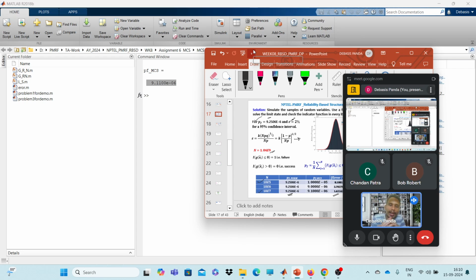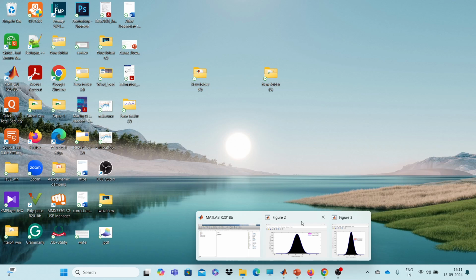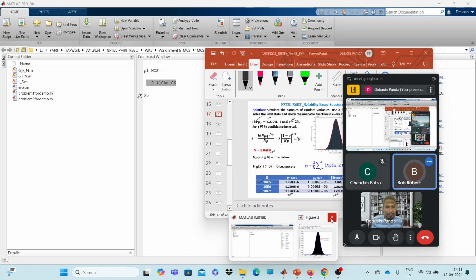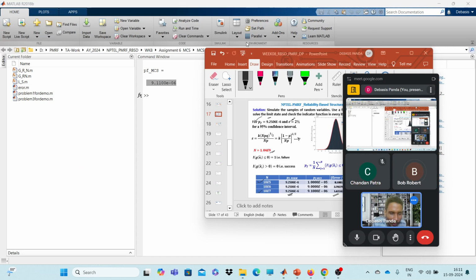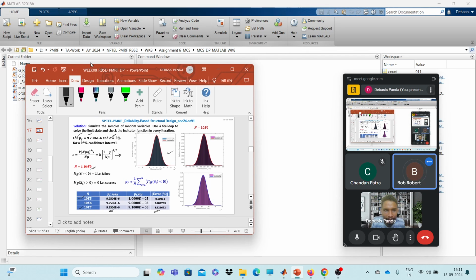Now is it clear, Bob, how this Monte Carlo simulation goes? Yes, it is. As you always say, I just have to sit down and go through it, but I think it's getting interesting. Captain, what, sorry? I'm saying it's getting interesting. Yeah, it's interesting actually.